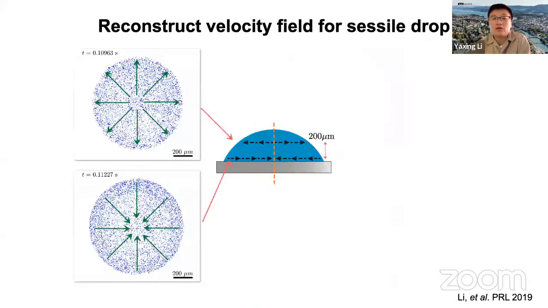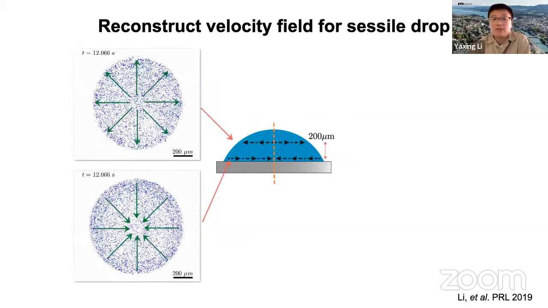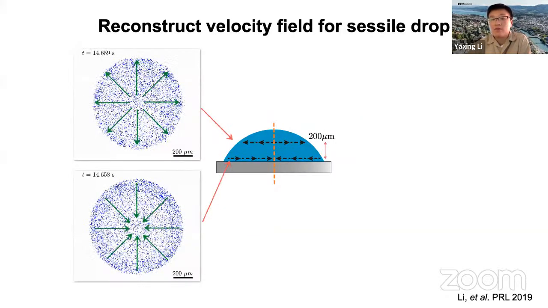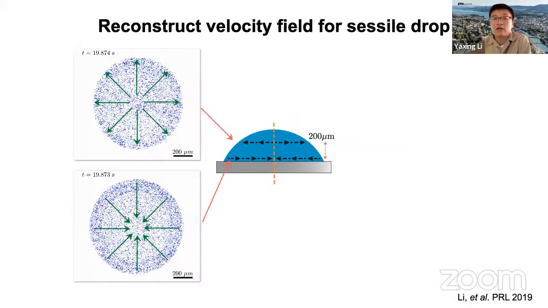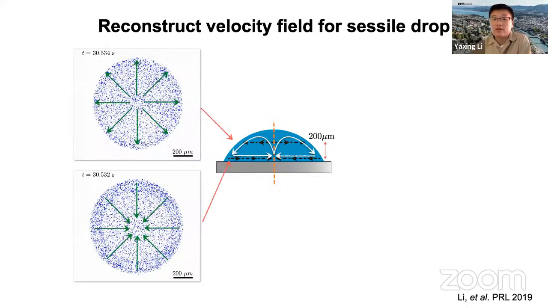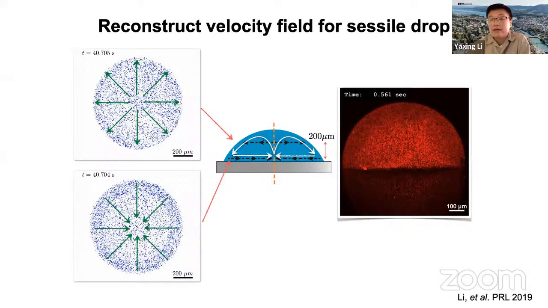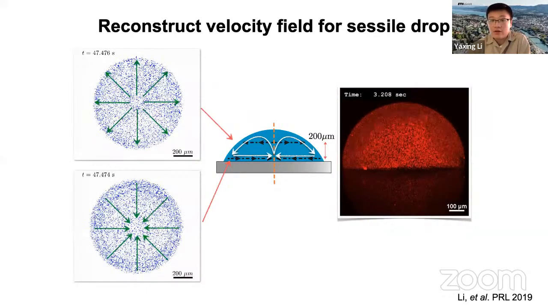And then we also raise the focus point from the bottom towards the middle of the droplet. Then we can very well reconstruct the circulation from the cross section of the droplet. And then we shoot a laser sheet to look at the flow structure from the side.